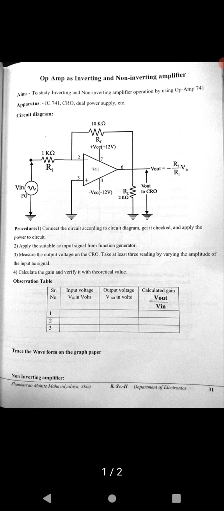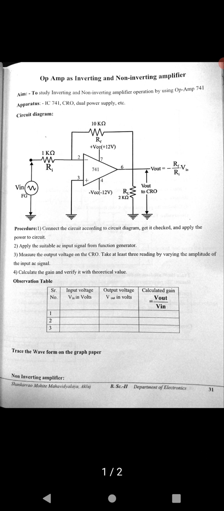Then the procedure. Connect the circuit according to the circuit diagram, get it checked and apply power to the circuit. Apply the suitable AC input signal from the function generator. Measure the output voltage on the CRO. Take at least 3 readings by varying the amplitude of the input AC signal. Calculate the gain and verify it with the theoretical value.